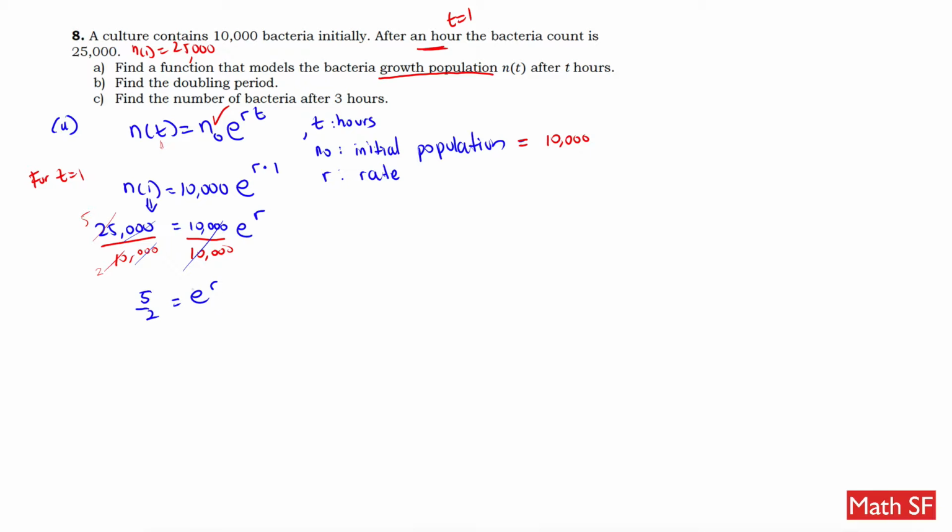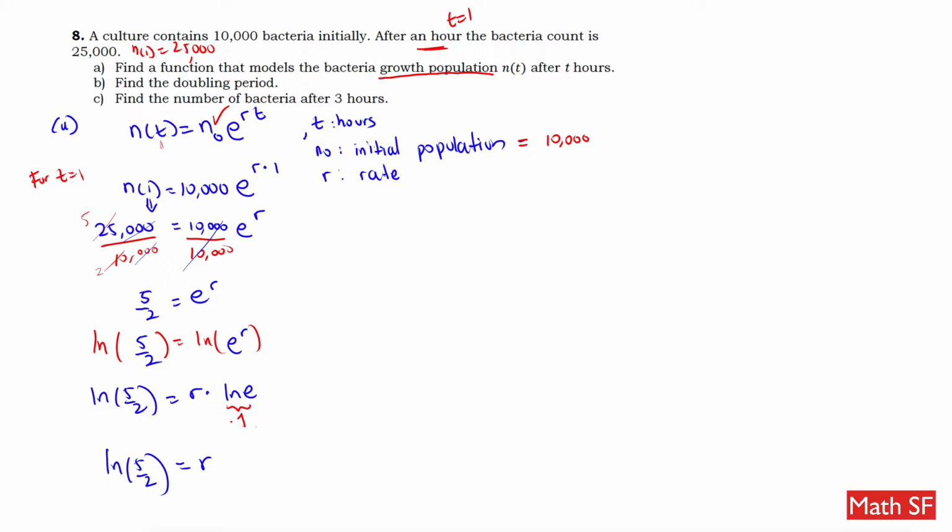This turned out to be an exponential equation, so I'm going to apply ln to each side. ln here equals ln here. Then let's see what we get. We get ln of 5 over 2 equals r times ln of e. But ln of e is actually 1, and 1 times r is just r. So r equals ln of 5 over 2.